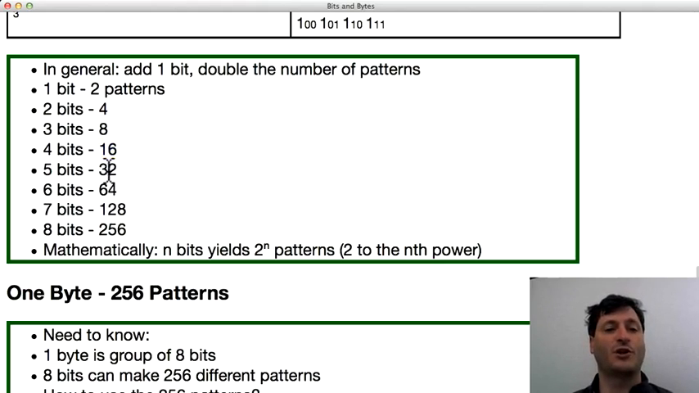So if we just follow this through, it goes 32, 64, 128. And with 8 bits, there are 256 different patterns possible. And of course, 8 bits, that's the size of a byte. So it works out. 1 byte can store 256 different patterns. Mathematically, it turns out to be exponential. So with n bits, I can make 2 to the nth different patterns, 2 to the nth power.